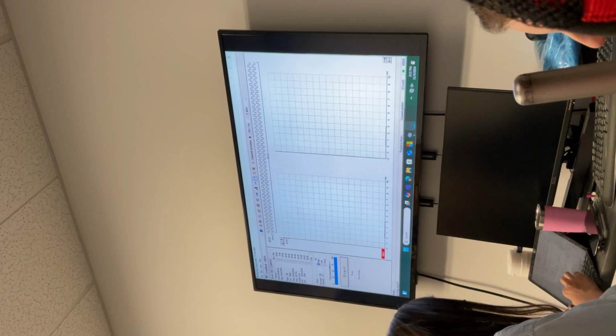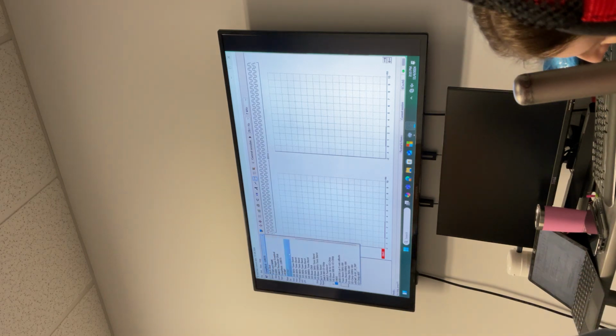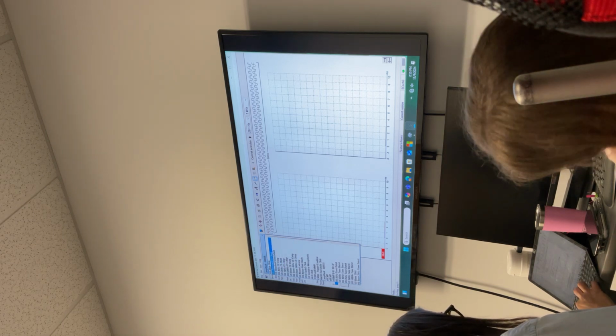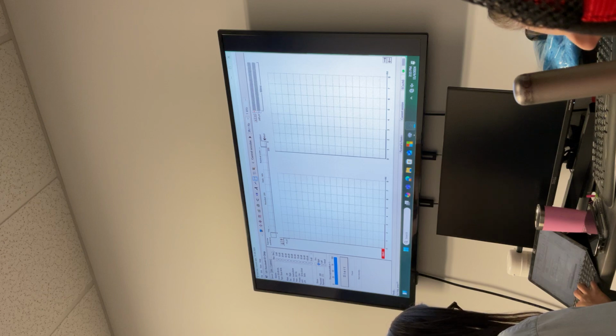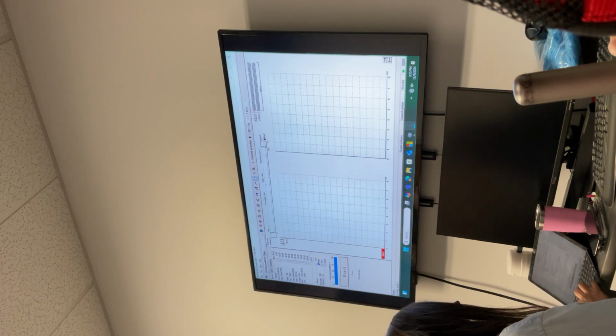Go back to this. So I'm going to select the protocol, the short chirp. Why is it... I think one of the electrodes may be off. Did you put all 4? No, there's only 2.